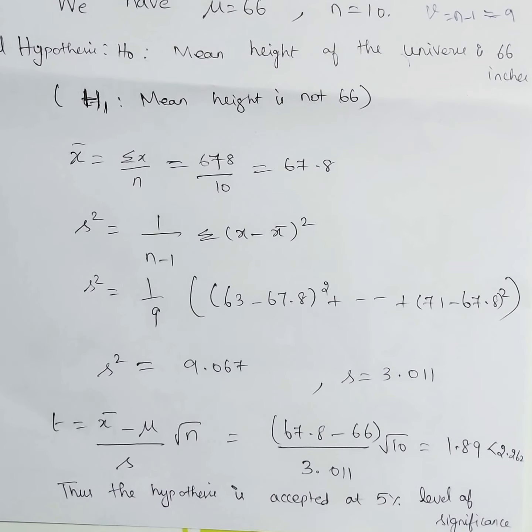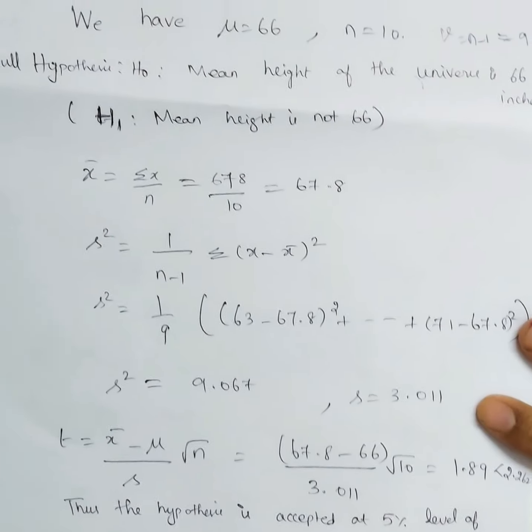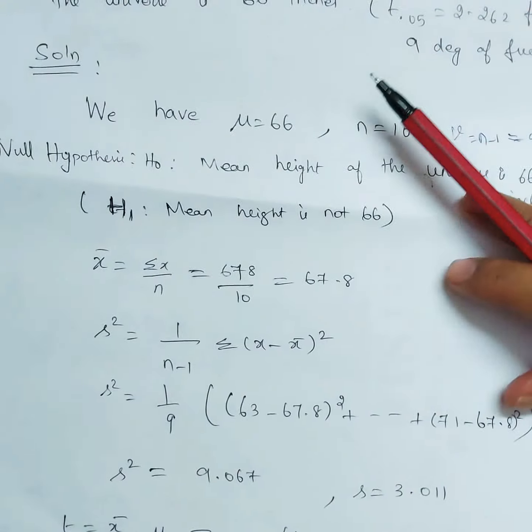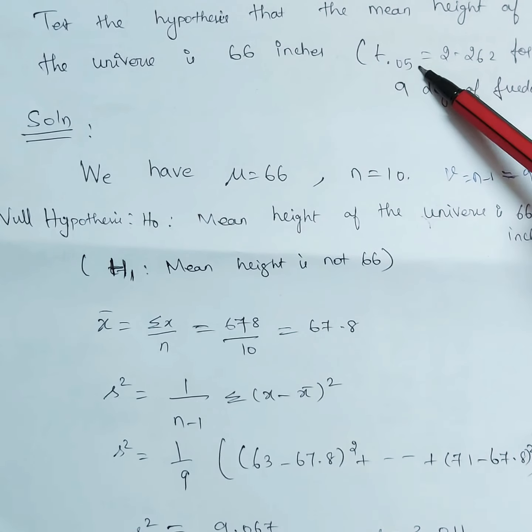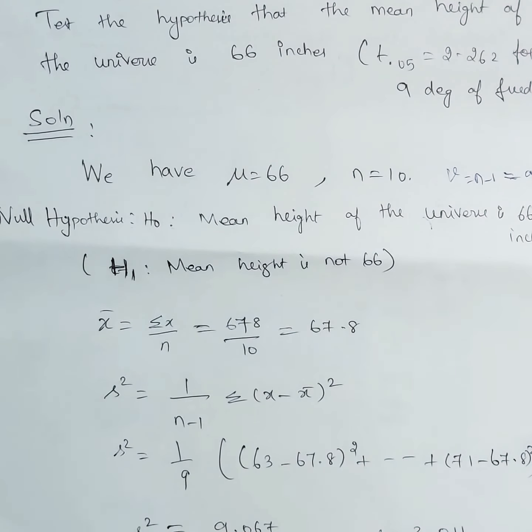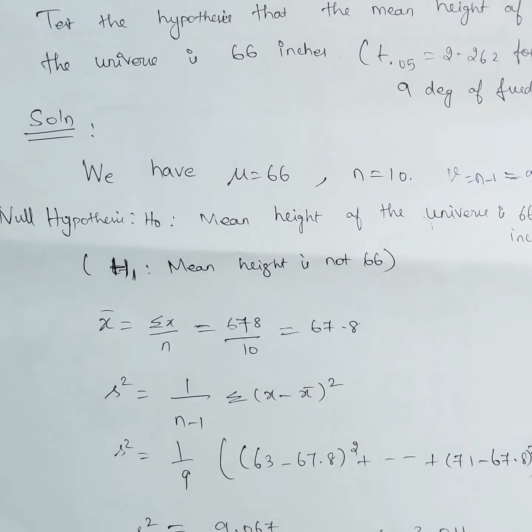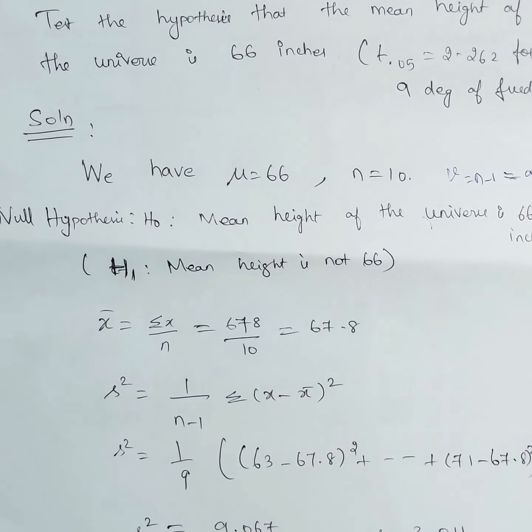In the question itself, it will be clear, they will mention T distribution. And you can see this, right? T of 0.05, it means obviously it's a T distribution. Another way of finding it is when the sample size is very small.